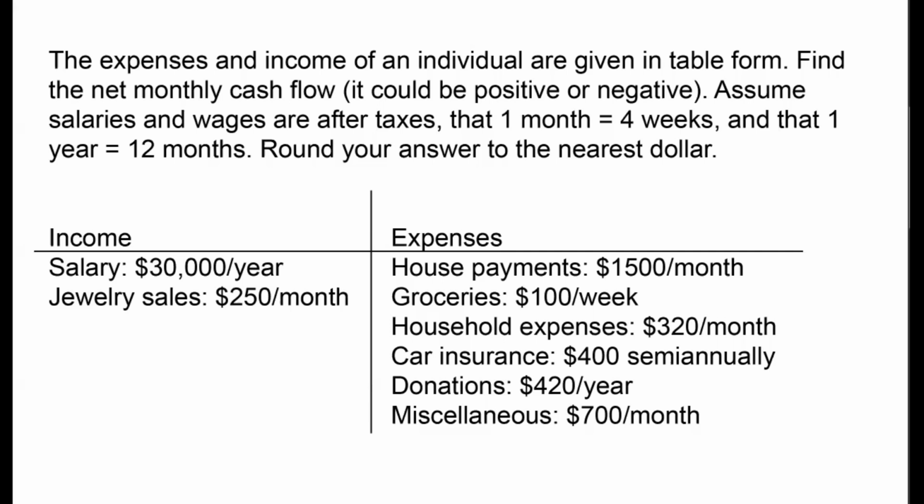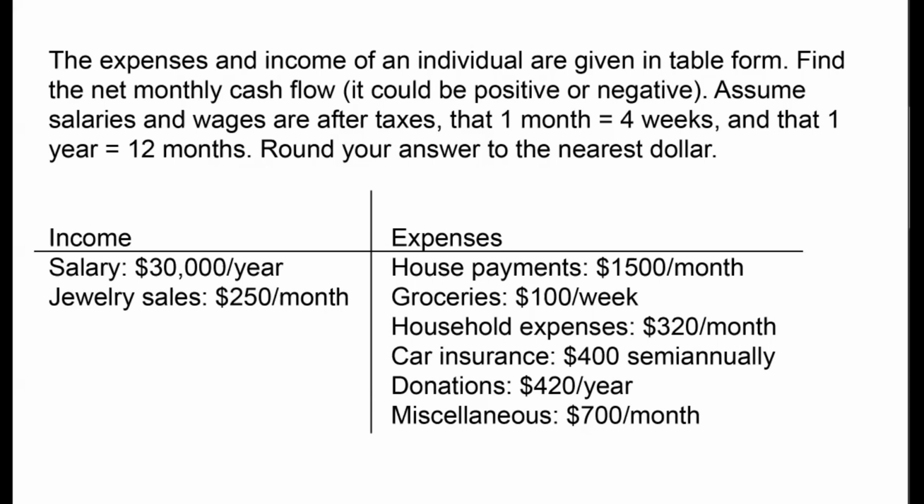So the problem reads, the expenses and income of an individual are given in table form. Find the net monthly cash flow. It could be positive or negative. Assume salaries and wages are after taxes, that 1 month equals 4 weeks, and that 1 year equals 12 months. Round your answer to the nearest dollar.